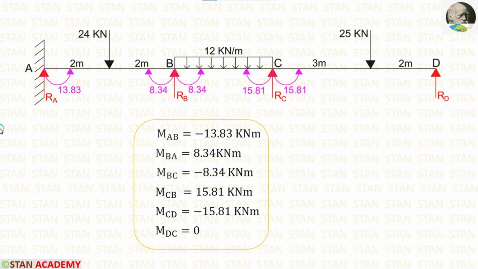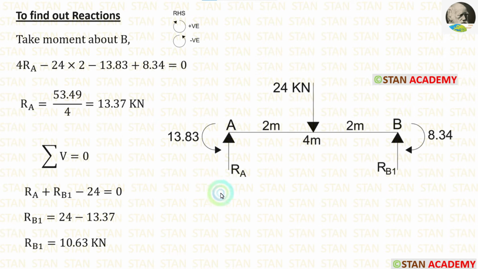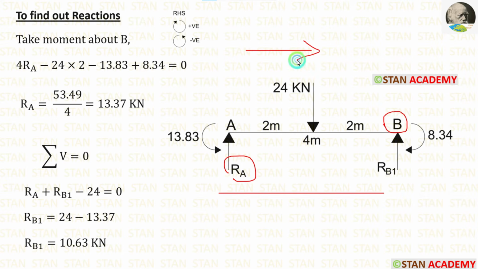Now let us calculate the vertical reactions. First, I am going to take the span AB and calculate the vertical reactions. In the span AB, there are two moments, MAB which is acting in the anticlockwise direction and MBA which is acting in the clockwise direction. In this span, first I am going to calculate RA. For that, I am going to take moment about B. In this case, I am moving towards the right hand side. Clockwise will be positive and anticlockwise will be negative.